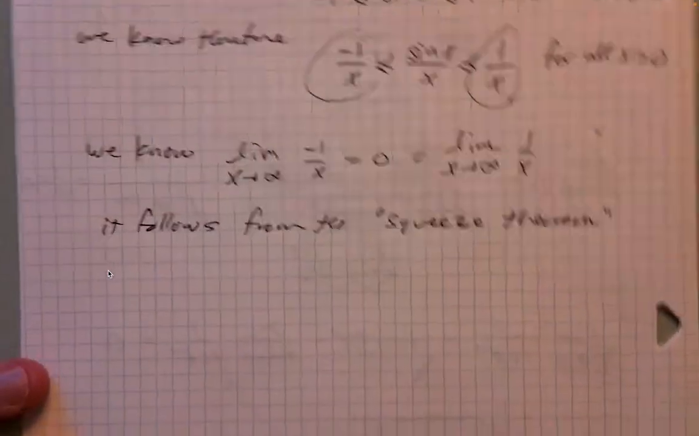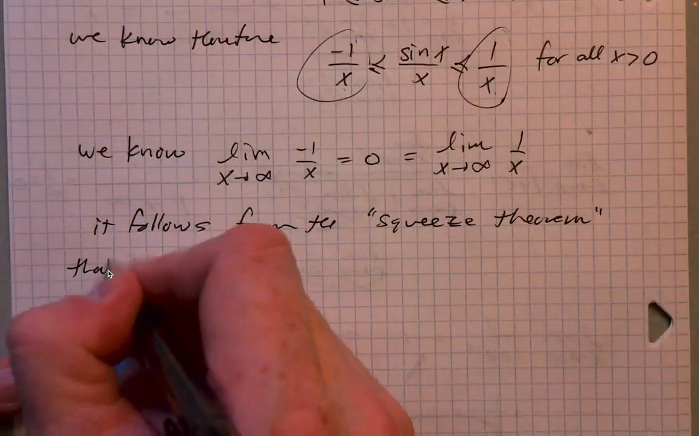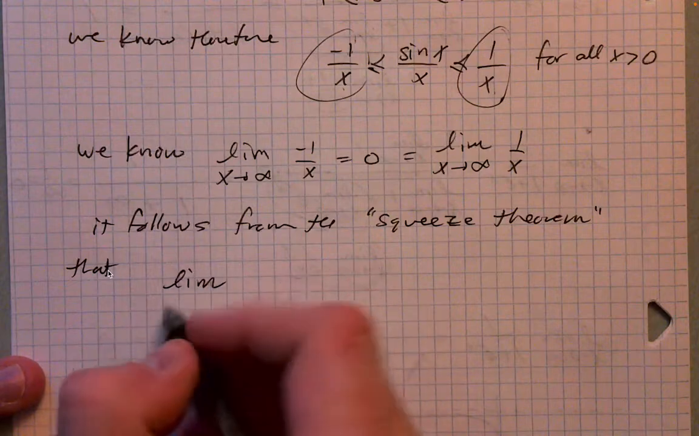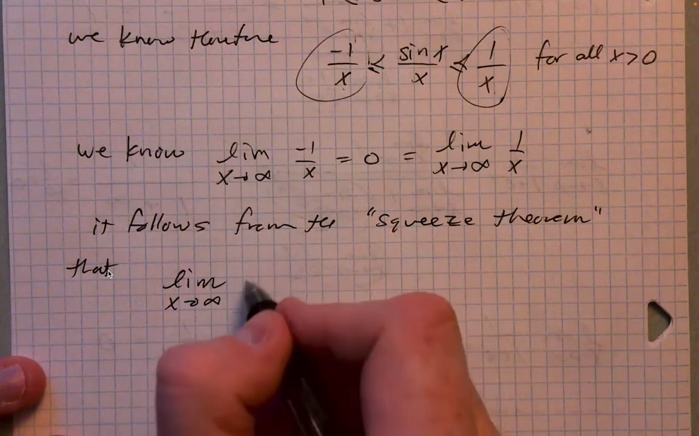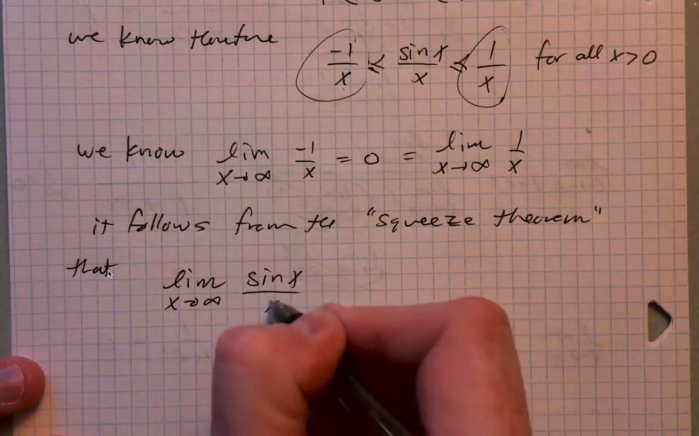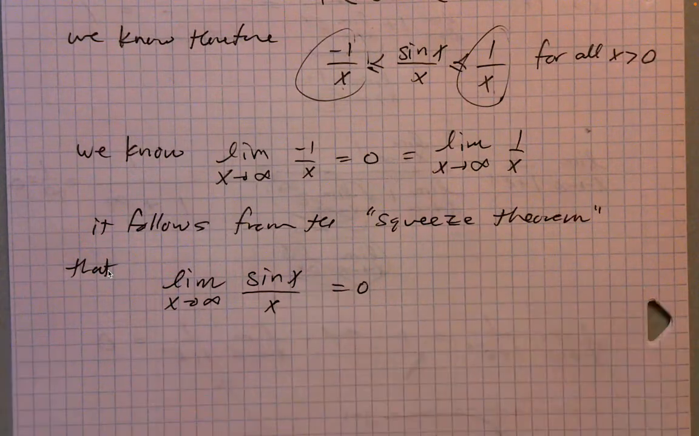So it follows from the squeeze theorem that the limit as x goes to infinity of sine x over x equals 0 as well. Right, so this function does have a limit at infinity, and it's 0.